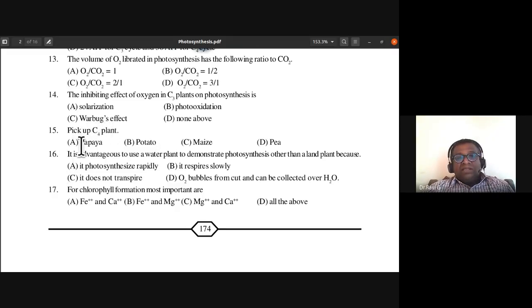Pick the C4 plant in the following. Which is the C4 plant? Papaya, potato, maize, pea. The C4 plant here is maize, which has the Hatch and Slack pathway. So for the 15th one, C is the answer.